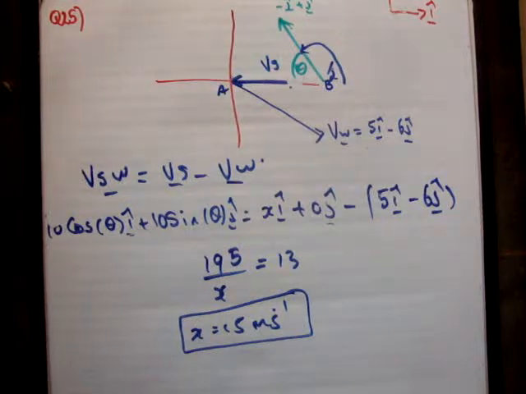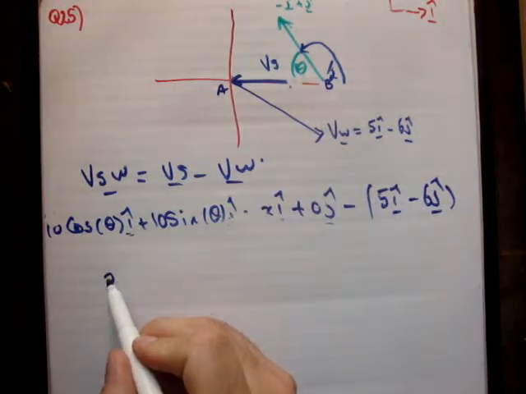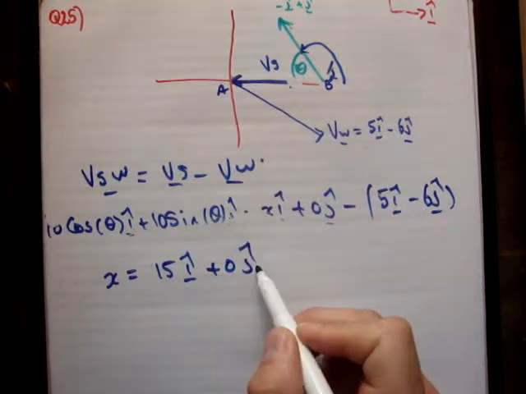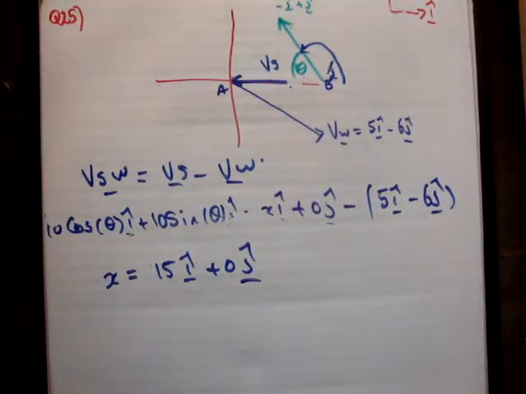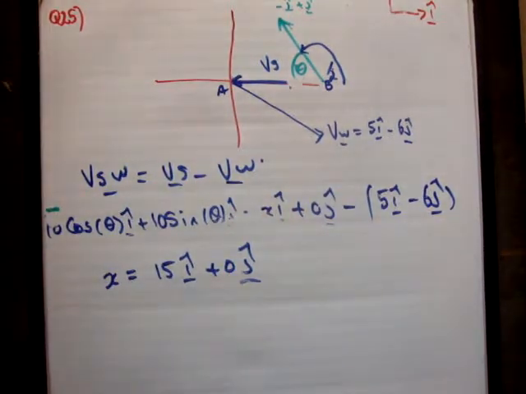How does that help us? Do we need to find out the angle theta? And the answer is we don't. Because if we know that x is equal to 15 i hat plus 0 j hat, we know, of course, that when it changes direction and goes from B to A, the 10 cos theta just becomes a negative number.